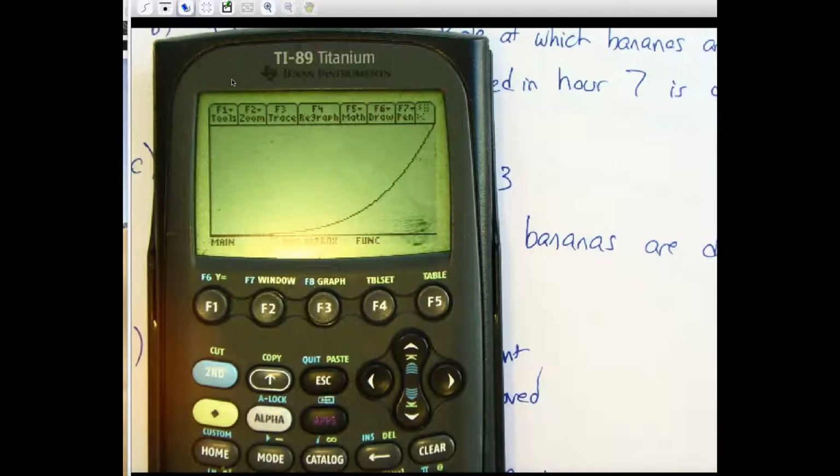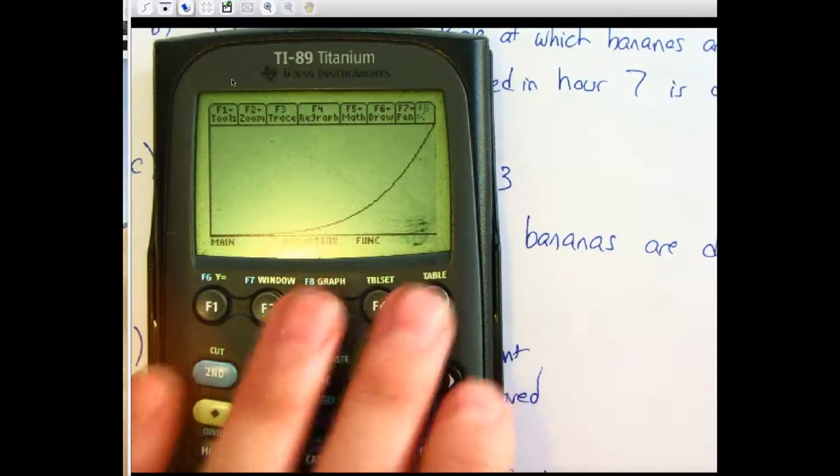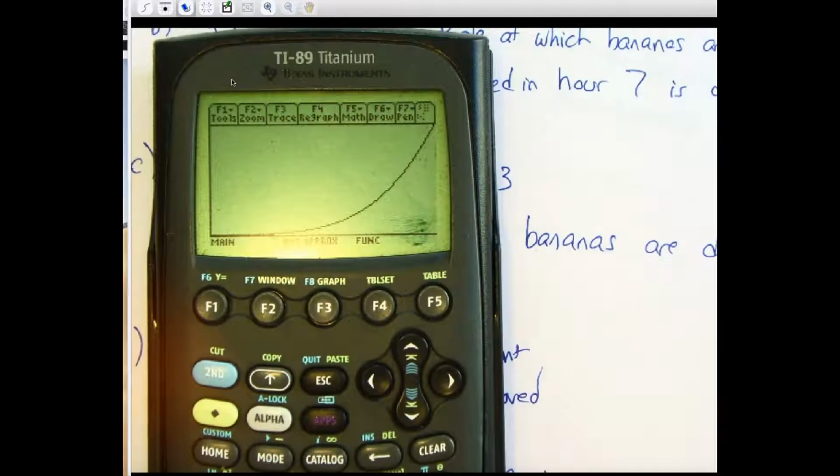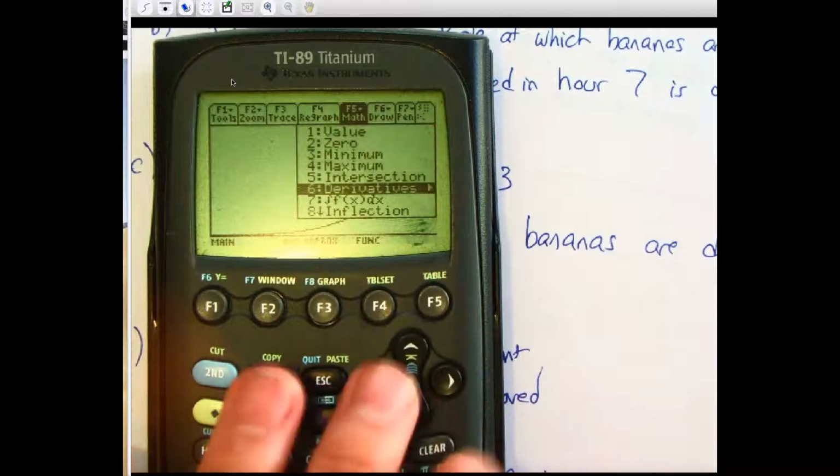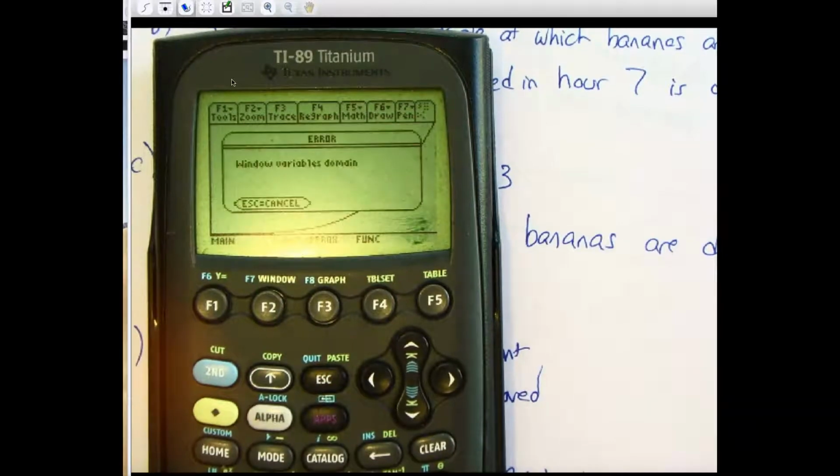So that is f. So the bananas are getting removed faster and faster. And they want to know f prime. So remember, f is a rate. So f is velocity, basically. F prime is going to be the derivative of that, which is acceleration. So we want the derivative, dy dx of x equals 7.